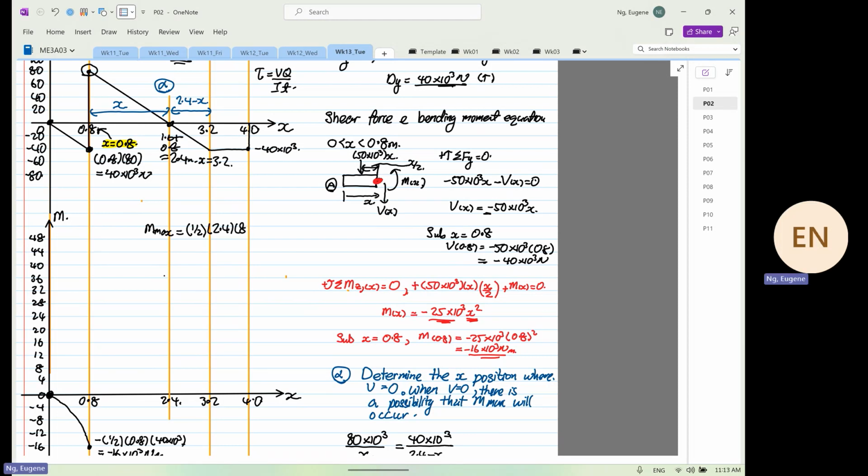Times by 80 times 10 to the power 3, minus 16 times 10 to the power 3. So 80 times 10 to the power 3 times 2.4 times 0.5, minus 16 times 10 to the power 3. It's not 2.4, usually it's 1.6 because it's the area. Can you change this to 1.6, please? So 80 times 10 to the power 3 times 1.6 times 0.5. So it's equal to 48.